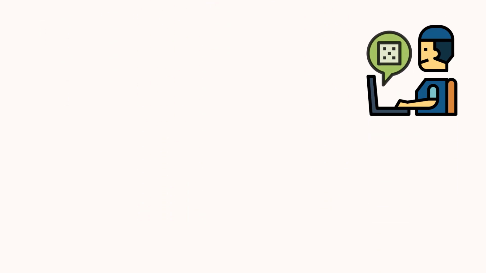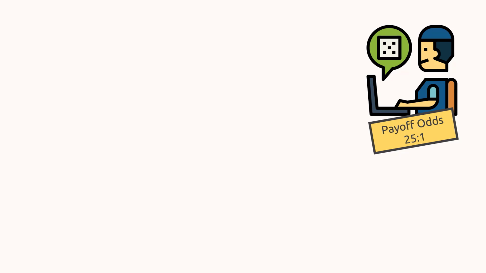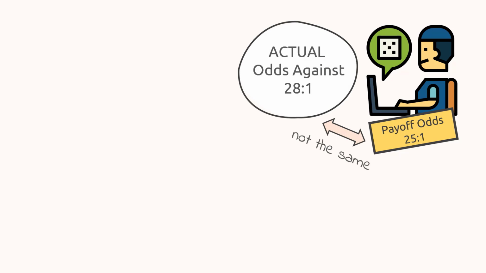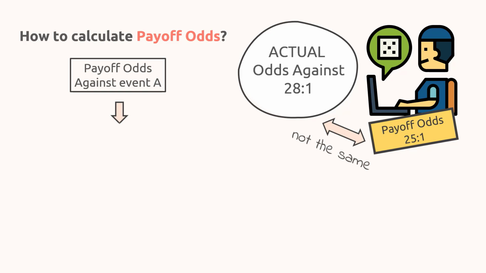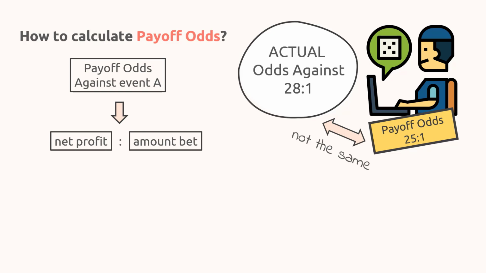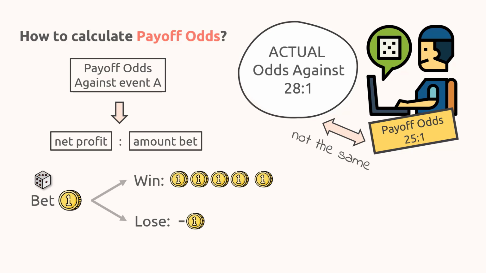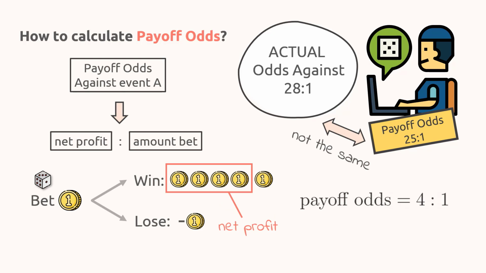When it comes to gambling, the payoff odds shown are usually not the actual odds that we had just talked about. Here's how we calculate the payoff odds. It's the ratio of net profit to the betting amount. So, let's say we are rolling a fair die. If you bet $1 on a 6, and if you win, you will collect $5, including your $1 bet. See that the net profit is $4. So the payoff odds is 4:1.